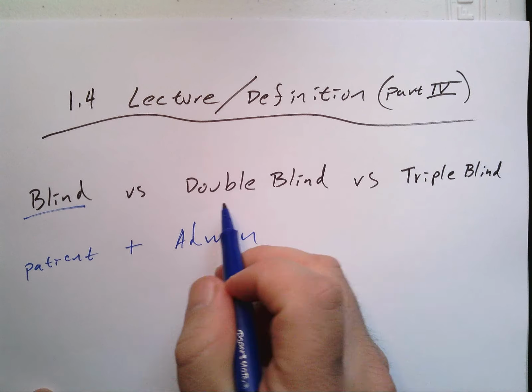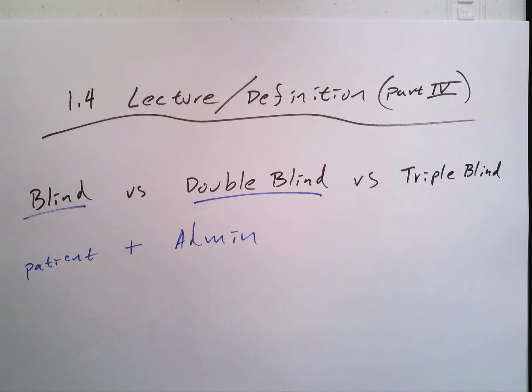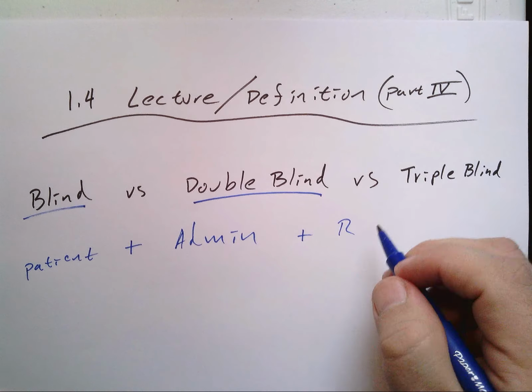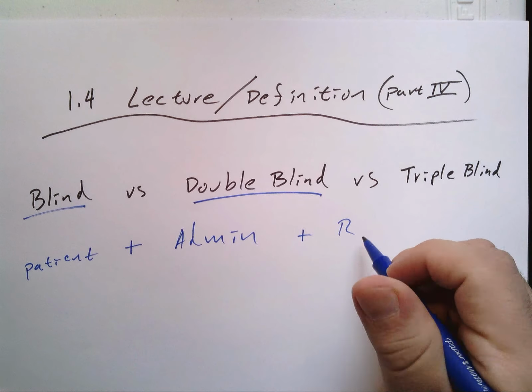And a double-blind study we like because then the outcomes are more controlled. We know we're not going to have as many lurking variables. Now, unfortunately, this isn't always good enough. Sometimes we need the patient not to know, the person administering it not to know, and we'll also talk about the person crunching the numbers, and we're going to publish the paper. We'll call them the researcher.